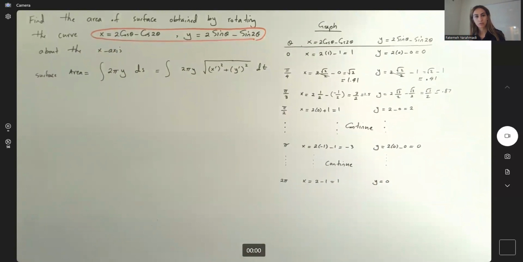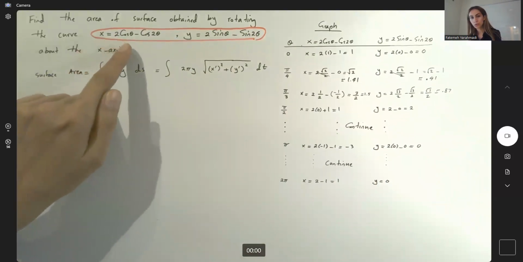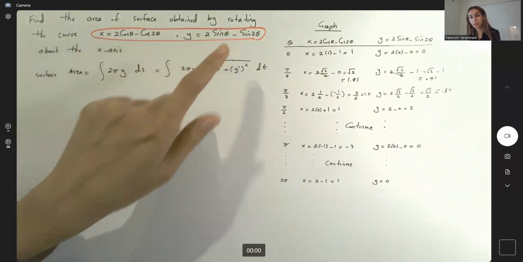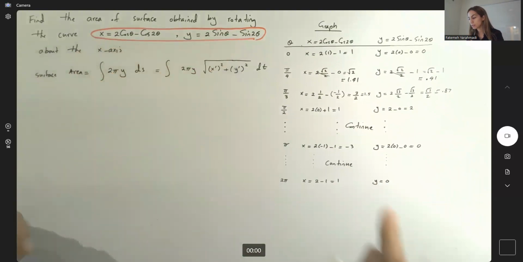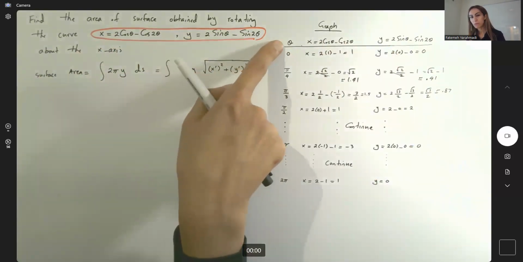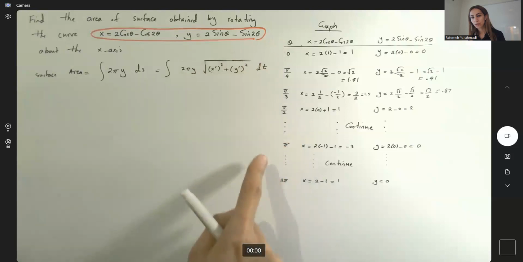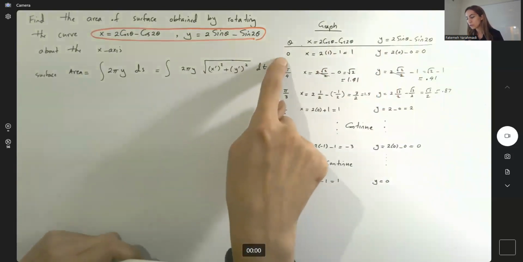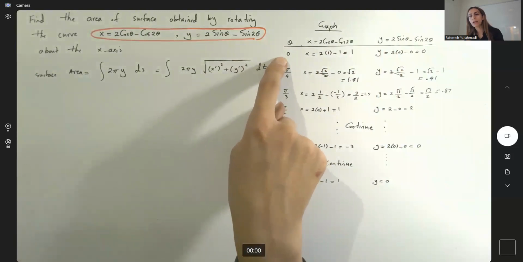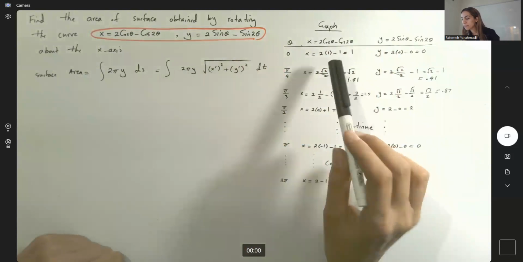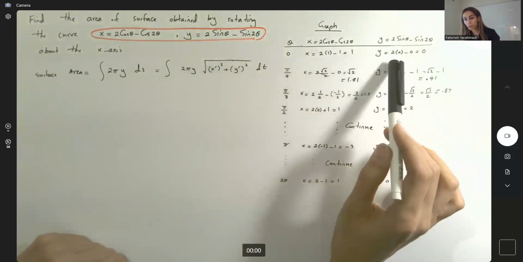So in this scenario, we have x equals 2 cosine theta minus cosine 2 theta, and y is 2 sine theta minus sine 2 theta. It means that x and y both depend on theta. Whatever changes are made to theta have an effect on x and y. So what you're basically going to do is pre-calculus. You're going to plug in different values for your theta and evaluate your x and y.